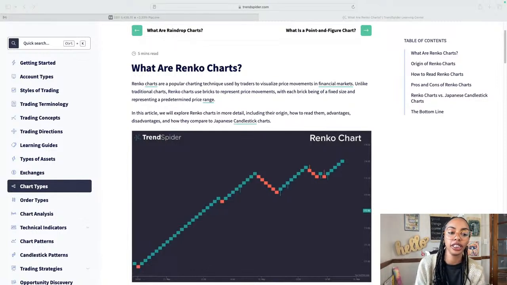So Renko charts are a type of technical analysis chart. They use little bricks, or boxes, however you want to call it, to display price movement rather than time-based candlesticks or bars. Each brick represents a fixed amount of price movement. That helps traders identify trends and filter out the noise.